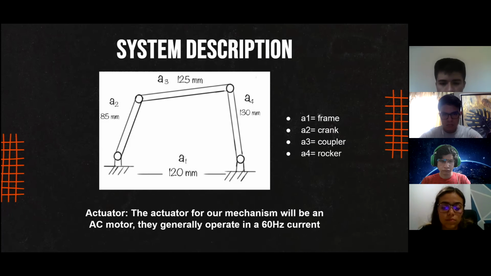The A3 works as a coupler. Its function is to transfer the rotational motion from the crank into a rocking motion in the rocker, and it has a length of 125 millimeters. And finally, the A4 is a 130 millimeters link, and it works as the rocker. This is because it's a link that does not revolve and follows the link A3. Also, we have the actuator. The actuator of our mechanism will be an AC motor, and they generally operate on a 60 hertz current.